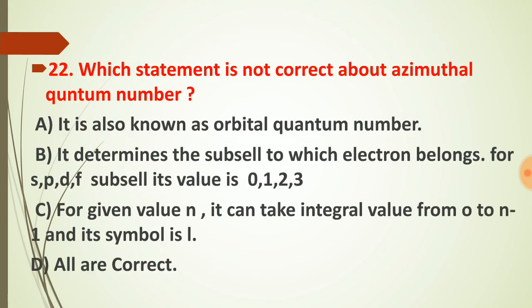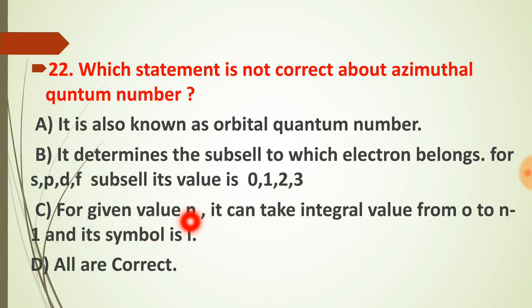Now let's move to question number 22. Which statement is not correct about azimuthal quantum number? There is another quantum number that is called azimuthal quantum number. It is also known as orbital quantum number. It determines the subshell to which the electron belongs. They are named as S, P, D, F. For S, the value of azimuthal quantum number is 0. For P, the value is 1. For D, its value is 2. And for F, its value is 3.